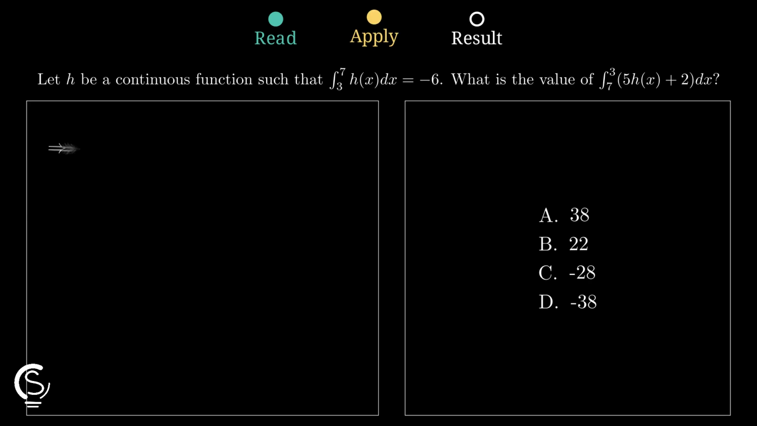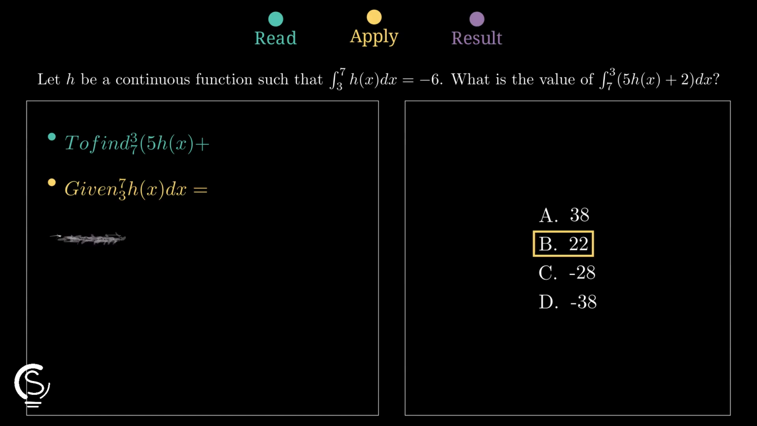Since the original integral from 3 to 7 is -6, flipping the limits to go from 7 to 3 changes the sign to +6. Multiply that by 5 for 30. Integrate 2 from 7 to 3. This gives 2 times (3 minus 7), equaling -8. Adding 30 and -8 results in 22.